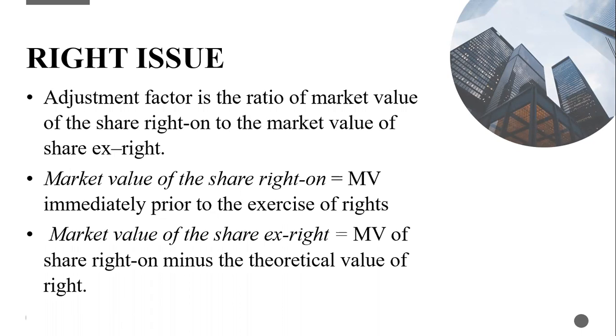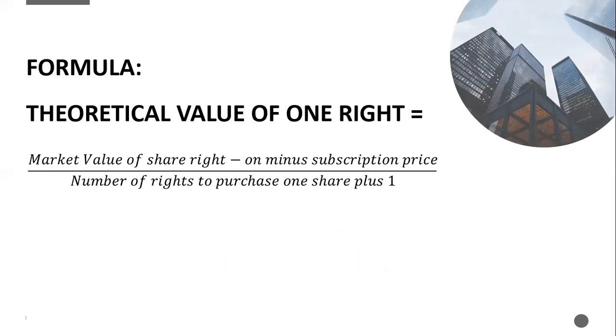So ang adjustment factor is the ratio of the market value of the share right on to the market value of the share ex right. The market value of the share right on is equal to the market value immediately prior to the exercise of the right. And then the market value of the share ex right is the market value of the share right on minus the theoretical value of right. The formula for the theoretical value of one right is the market value of share right on minus subscription price over number of rights to purchase one share plus one.